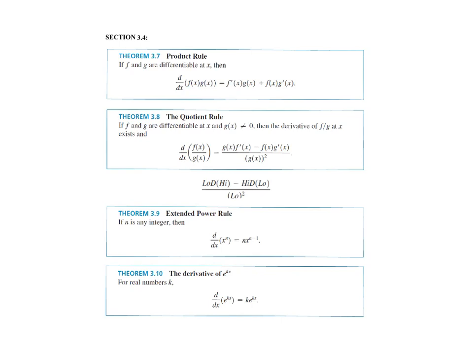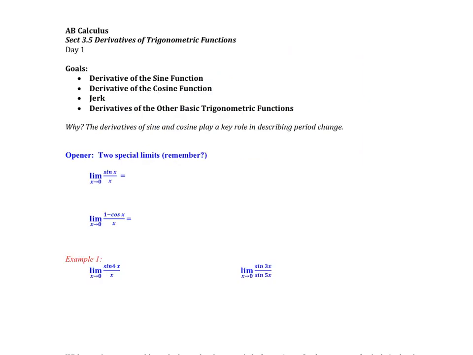Here's the extended power rule. Really, honestly, it's not any different than the power rule, other than it can be extended to just the integer values or other values, like, for example, x to the 1/2 power. And then the derivative of e to the kx, which is partially using what we've talked about prior, which is called the chain rule. You don't know about the chain rule yet, but you're about to. So, yeah, let's go ahead and get into 3.5 day number 1.